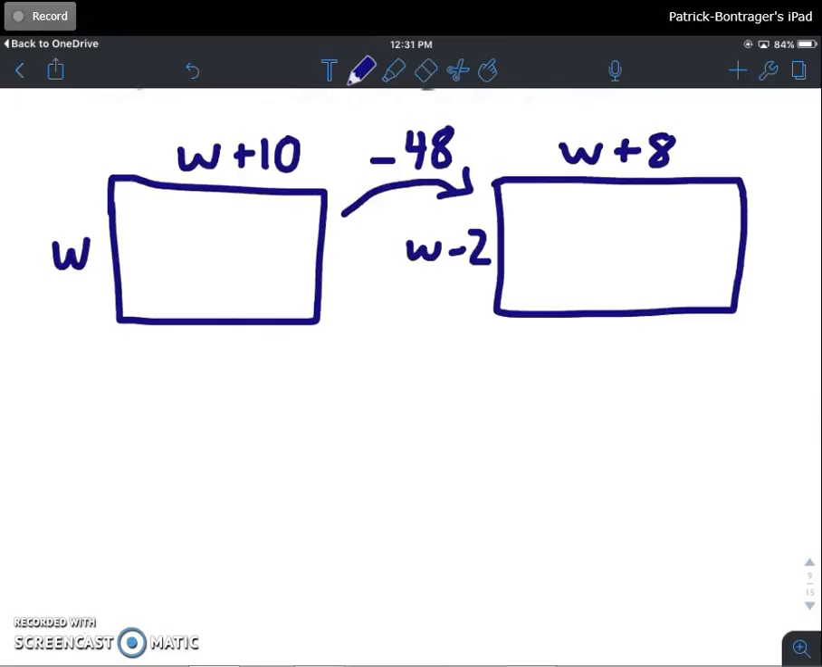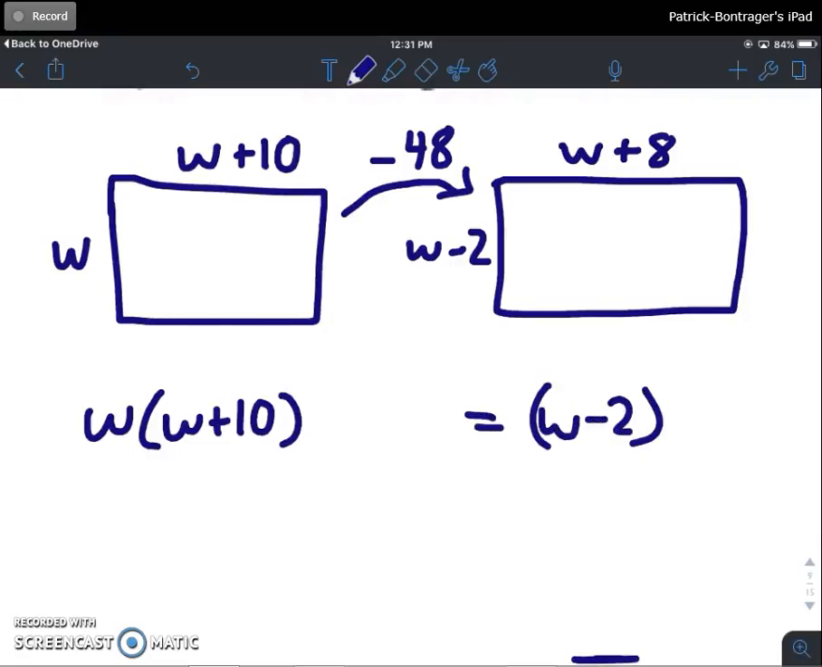So here's my equation. How do I find the area of a rectangle? Well, I multiply length times width. So it's W times W plus 10. And the other side is W minus 2 times W plus 8. All right. Now, where's the 48 go is the question. Well, the left side is larger than the right side, so I need to subtract 48 from the left side to keep them equal. Then we'll distribute.